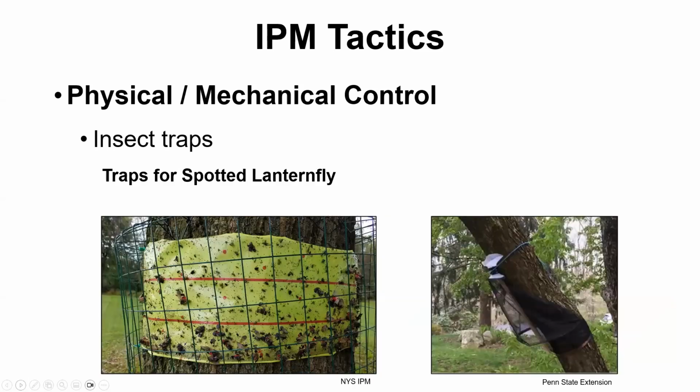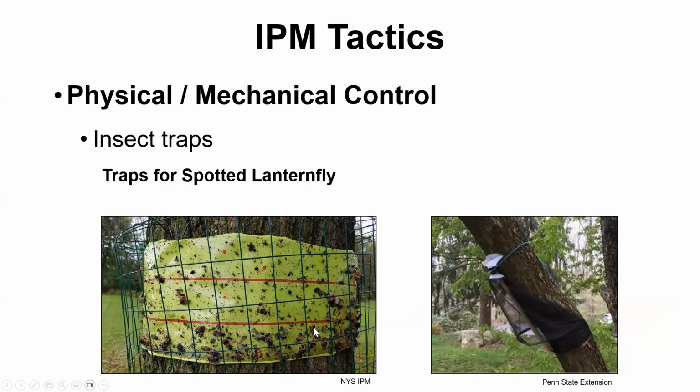Another pest that everyone's talking about is the spotted lanternfly. So here are some traps for the spotted lanternfly. This is a sticky trap. This is some kind of sticky material that is wrapped around the tree. What's really, really important about this trap is this cage on the outside. And this cage is here so that you don't get any bycatch of small mammals or birds.